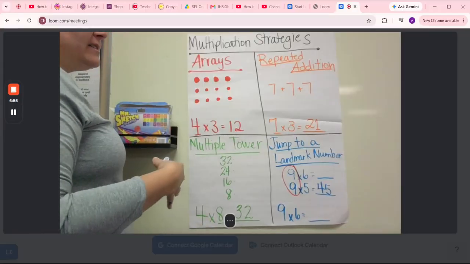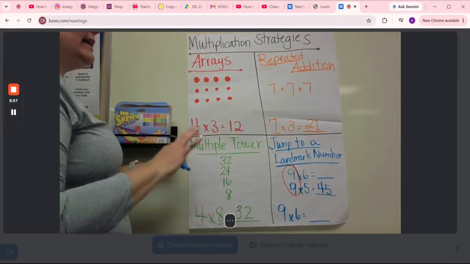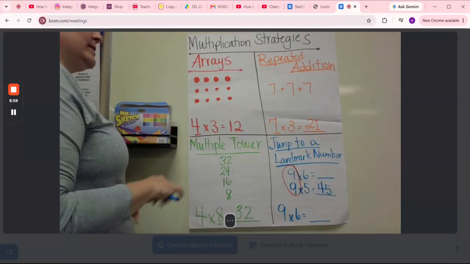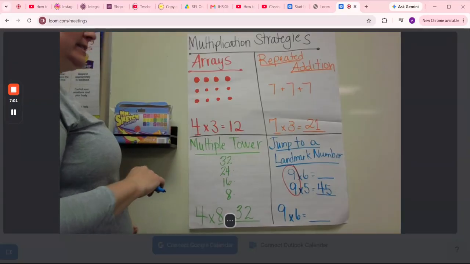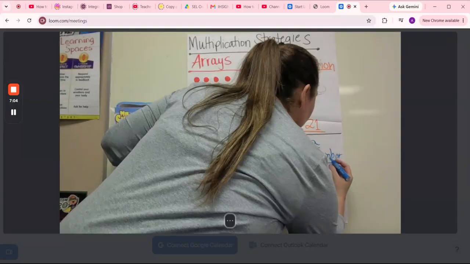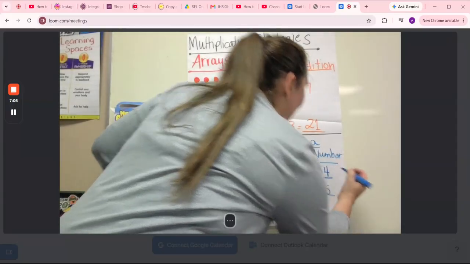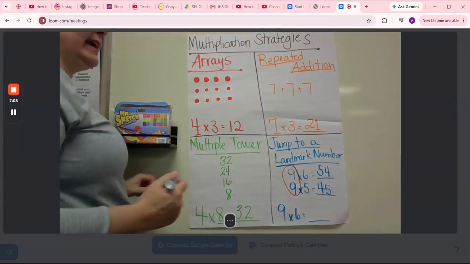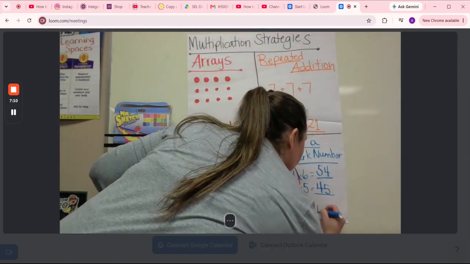So if 9 is the same, I'm going to put 45 in my head. I'm going to add 9 more, or sometimes we talk about we could add 10 and take away 1, whatever level you think your learners are at, and we should land at the answer product 54.